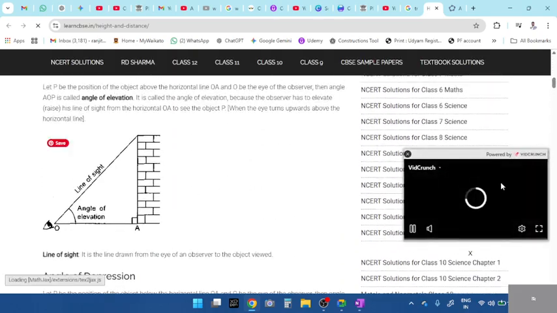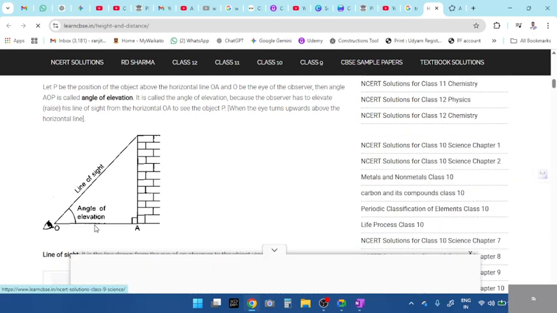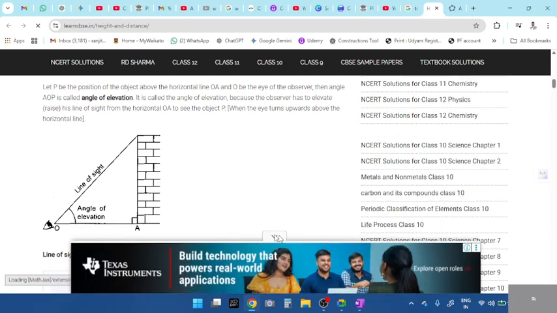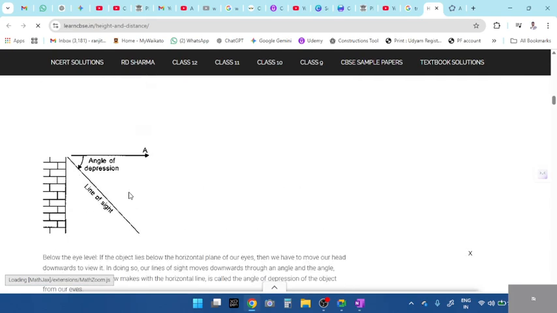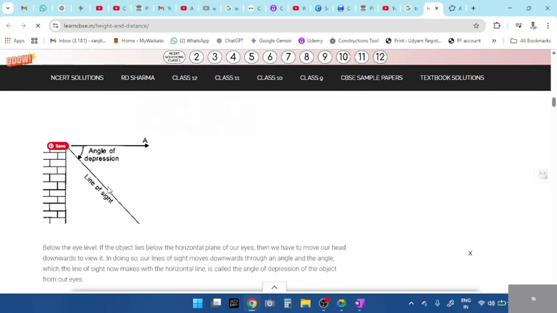Look here, line of sight, angle of elevation. If you see the building, then this is an angle of depression question. For depression, you need the top. I told you the angle is not inside the triangle. Look, angle of depression, you shouldn't draw inside the triangle.